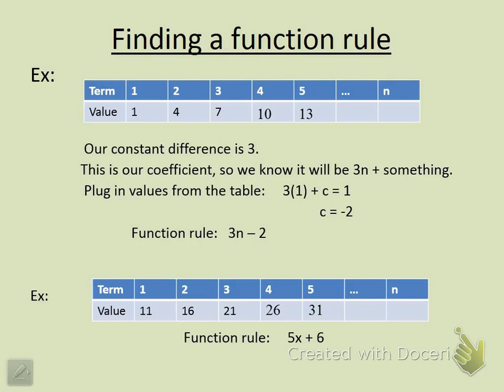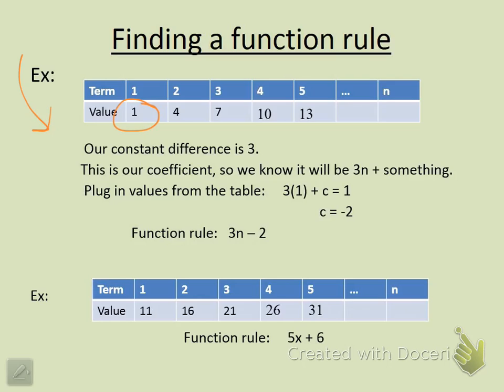Finding a function rule. In this first example, we can see that we're adding 3 each time. This is our coefficient, so it is our main number. So we know it will be 3n plus something to get to the next term. If we plug in the values, 3 times 1 plus c, we can solve it by setting it equal to our value, which is 1. So we get c equals -2 when we solve it. So our function rule is 3n minus 2.